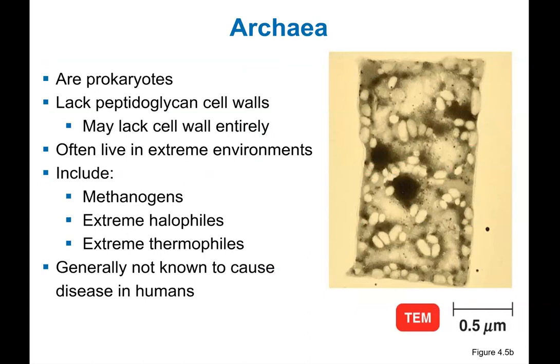Moving on to archaea. So archaea are also prokaryotic cells, but they don't have peptidoglycan like bacteria do. Some of them don't even have a cell wall at all. And what's interesting about archaea is they are found living in extreme environments. These include the methanogens, which produce methane gas, extreme halophiles, which live in extremely salty environments, and extreme thermophiles, which live in extremely hot environments.